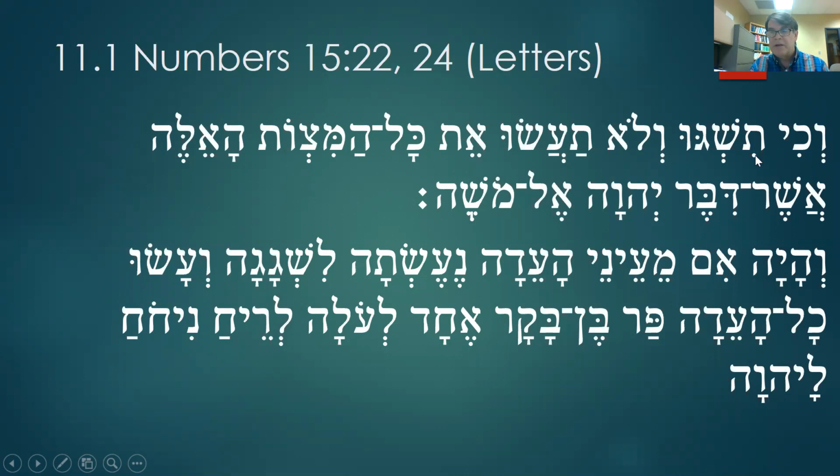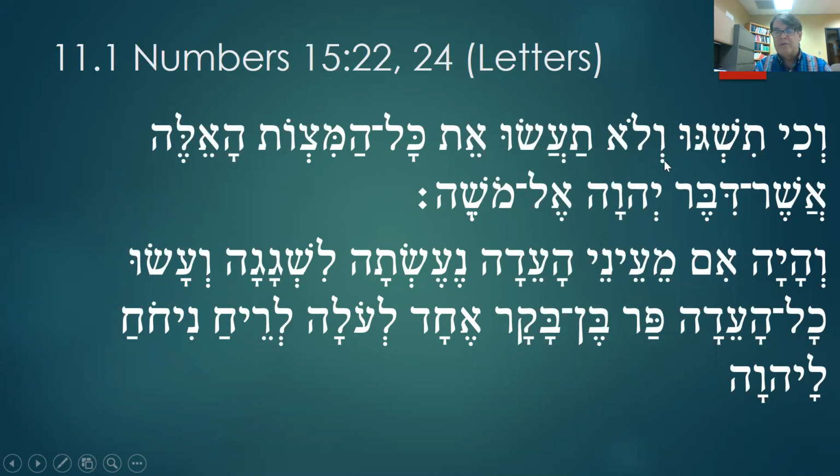Tav, hirik, sheen, shva. Now, what kind of a shva would you say that is? I'm going to go with a silent shva. I'm going to take this hirik as a short I, just a normal I in transliteration. So tish. Gimel, dagesh, but since this is the beginning of a new syllable, it's just a hardening dagesh, a light dagesh. Shuruk. So tishgu.